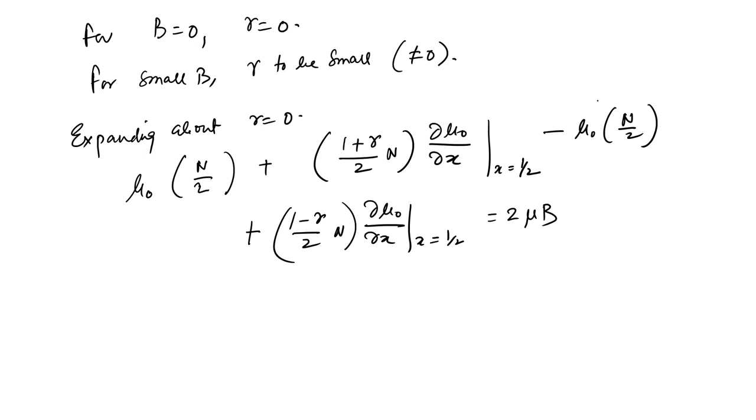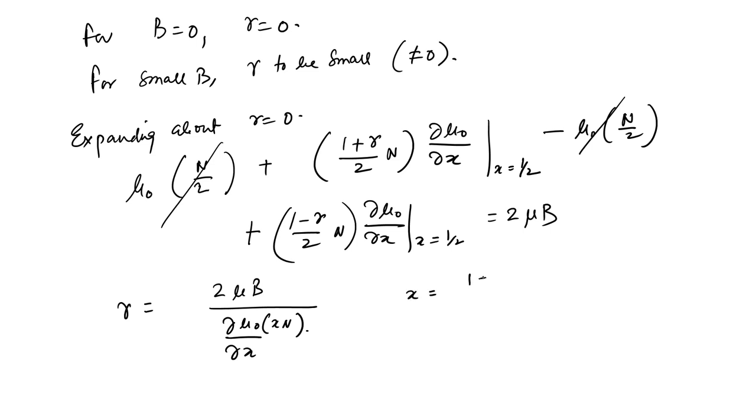Okay. And of course, these two cancel, and we are left with a linear in r expression, and then r can be solved here. r is equal to 2 mu b divided by del mu 0 del x, and so this is a function of xn, where x is like 1 plus minus r by 2.